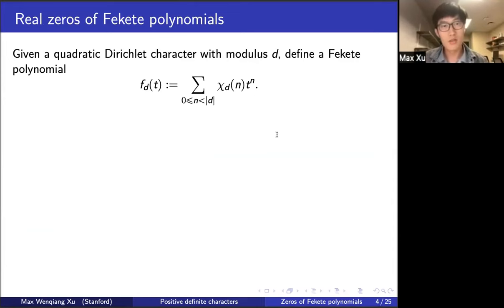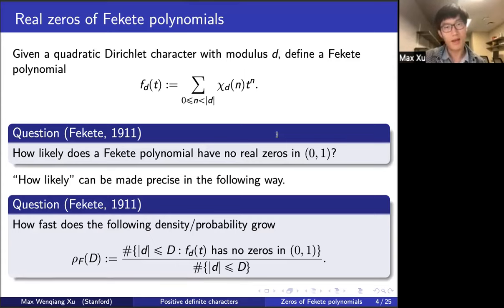Okay, so let me first remind you the definition of Vector polynomials. You are given a quadratic character, let's say with modulus d, and then you define a polynomial, the sum of chi_d(n) t to the n, and the degree is d minus one, and chi_d(n) is basically the character taking character values. And an important feature here is chi_d(n) itself is multiplicative. And let me formulate the question asked by Vector. So basically he asks, how likely does a Vector polynomial have no zeros in (0,1)?